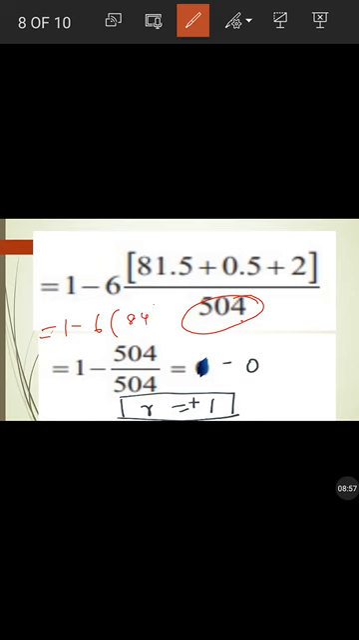84 divided by 504. அப்போ 84 into 6 is 504. So 504 divided by 504 is 1, so 1 minus 1 is 0... So 1 minus 0, the answer is plus 1. So what is the interpretation here? R is equal to plus 1 means there is perfect positive correlation between x and y.